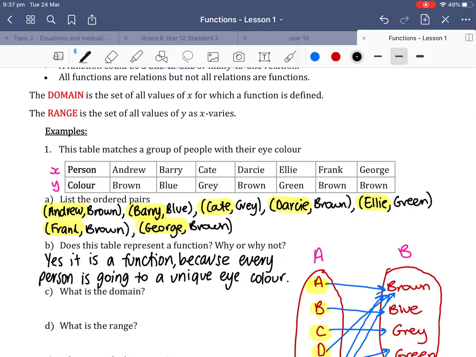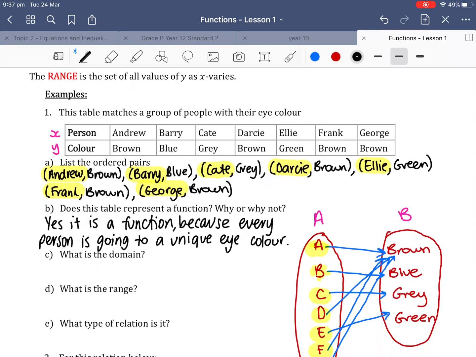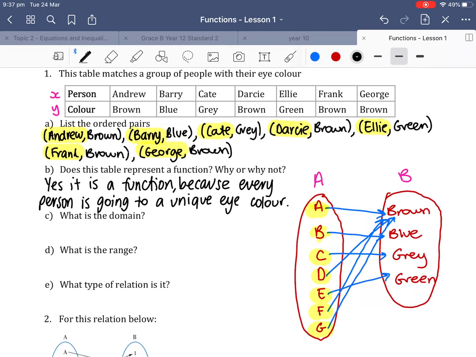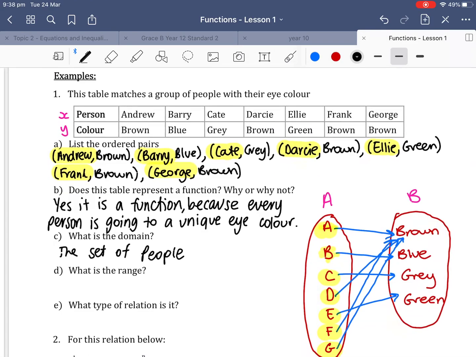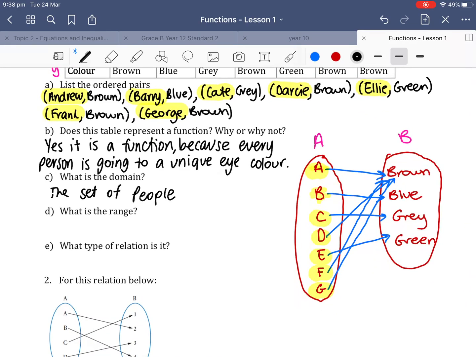Next, we need to answer what is the domain. Our domain is the set of all X values for which the function is defined. So our domain is our X, and up here we have said that it is our set of people. So it's the set of people. And what is our range? Our range is our set of Y values as X varies. So it will be the set of eye colours.